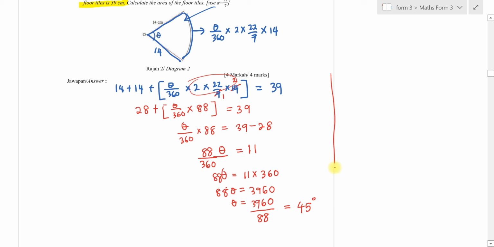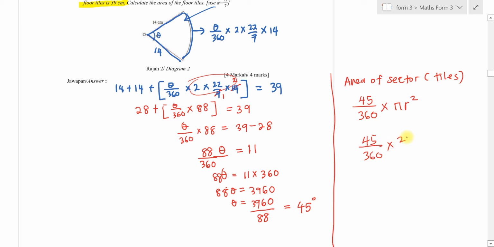Okay, so when you get the angle ready, now you calculate the area of sector. The area of the sector is actually the tiles. 45 over 360 times pi r square. So 45 over 360 times pi, 22 over 7, times radius 14 square. And then get your answer. Samira, tell me the answer. Wait, sir. Okay. Any part of the working you don't understand, let me know.